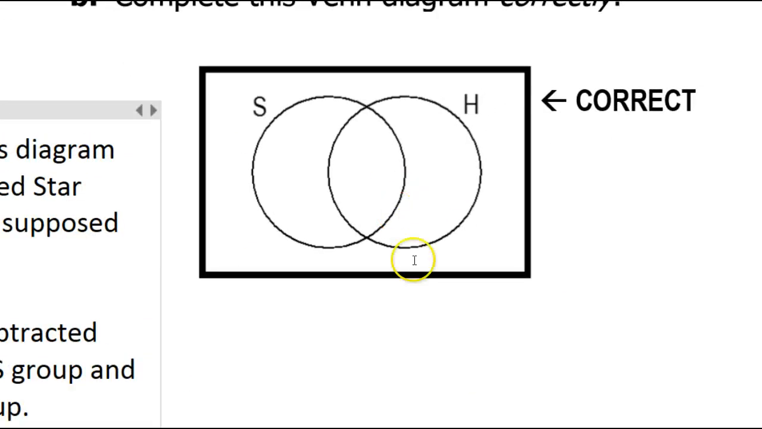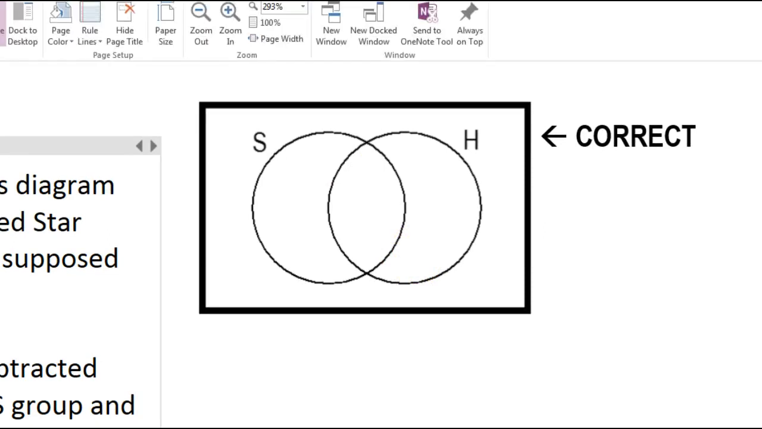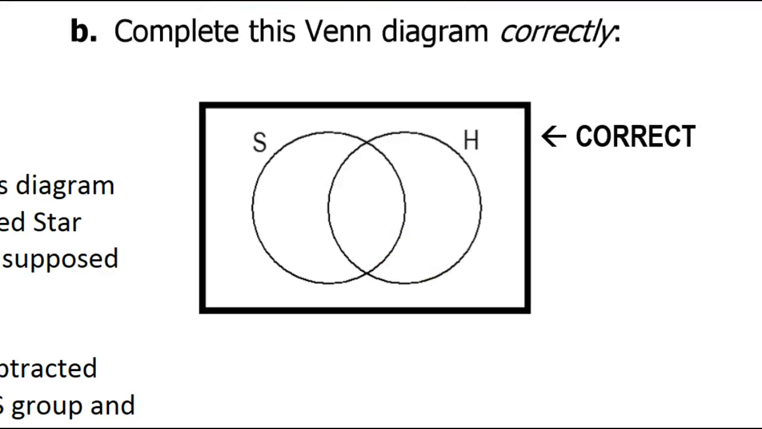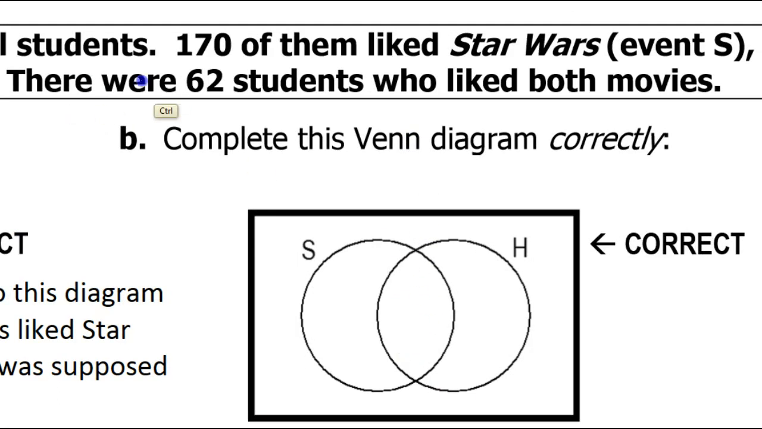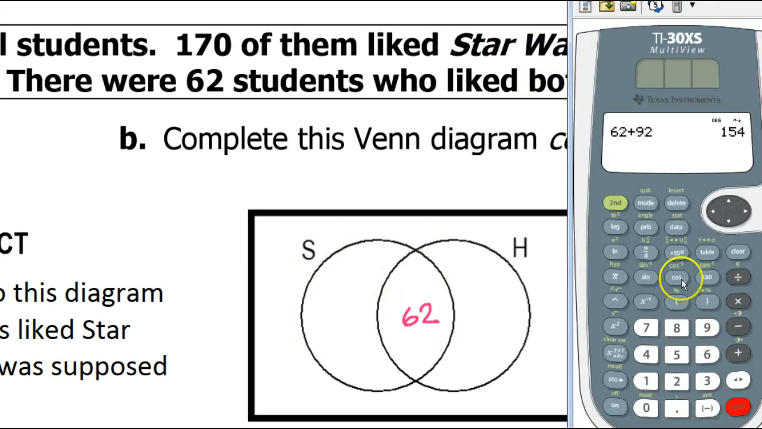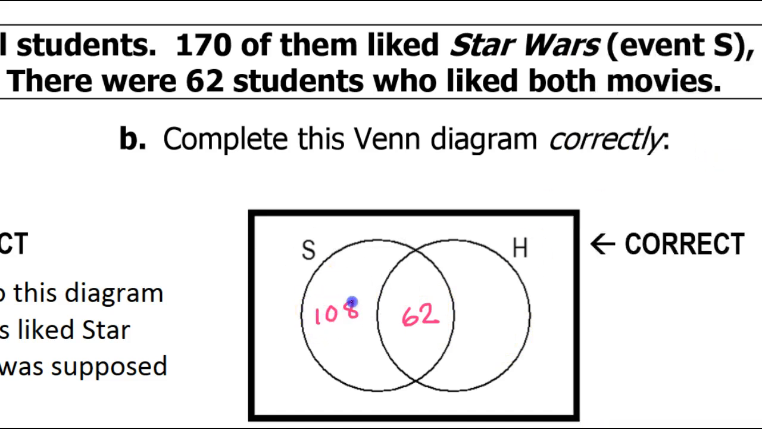So let's go ahead and demonstrate this correctly. So the way that you can be always correct is to start with the overlapping part. So there were 62 students who liked both movies. Go ahead and write the 62 down first. Now, 170 of them liked Star Wars. So this entire circle should be 170. So you can do 170 minus the 62 that we already have, and that tells us that 108 are left over to be in this part of the diagram.